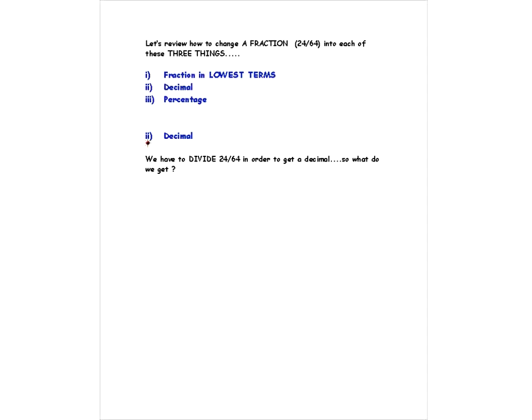So now we've done part 1, we're going to do part 2 here. We have to find a decimal. So divide 24 by 64. We have to divide it to get a decimal. So what do we get when we divide? Well, when we divide 24 by 64, we're going to get 0.375.